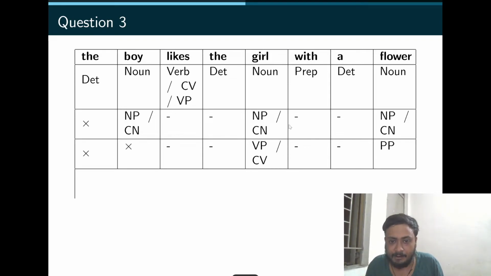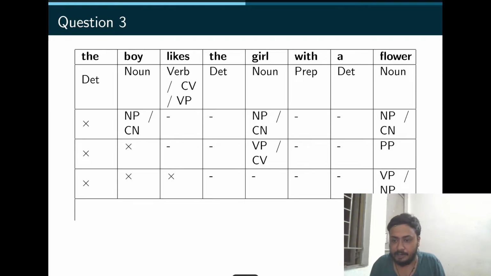So for example, over here, first we combine det and noun to get either NP or CN. Then we can combine verb and NP to get VP or CV. Similarly, over here, we combine det and noun to get NP or CN. And then we combine prep and CN to get PP. All right. So at this row, we are only looking at triplets. So we are looking at all those possible combinations of three words or three non-terminals together. Right. So we will go forward.